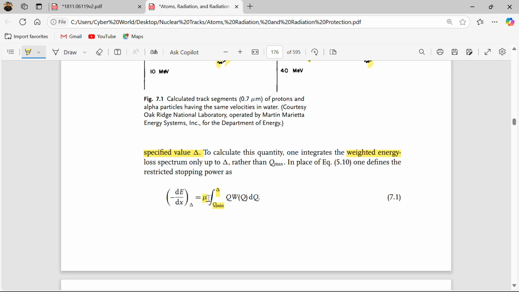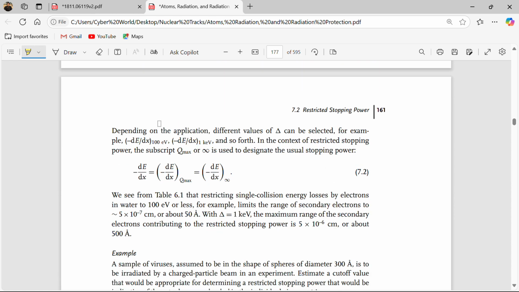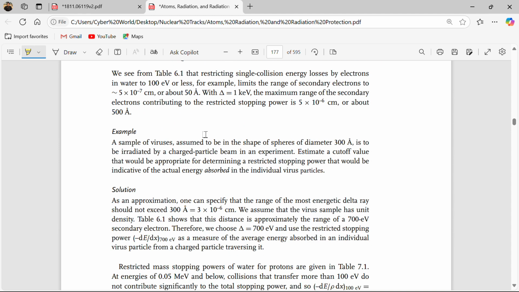Here there is a factor mu, and this mu is basically the attenuation coefficient. You already know what the attenuation coefficient is. So this is basically the formula for the restricted stopping power. Understood? Now move on to the next, which depends upon the applications. You can also define minus dE by dx like this. It also goes to infinity, and these are some examples.